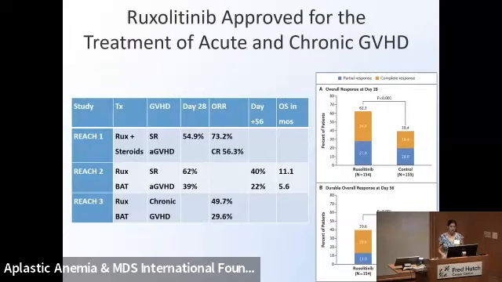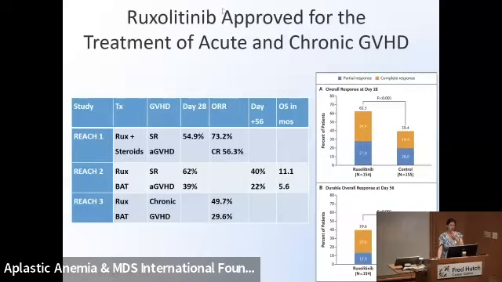In the meantime, Jakafi, or ruxolitinib, was also approved for the treatment of acute and chronic graft versus host disease. We knew it's effective for myelofibrosis, but is it also effective for other types of inflammatory diseases? So the company said, let's look at it in these transplant complications.